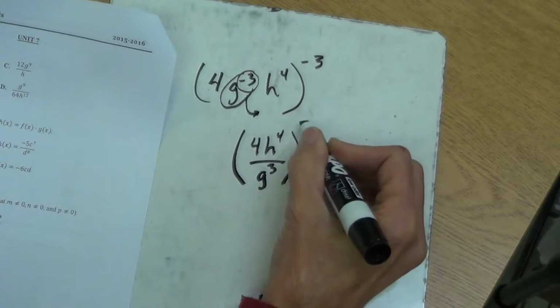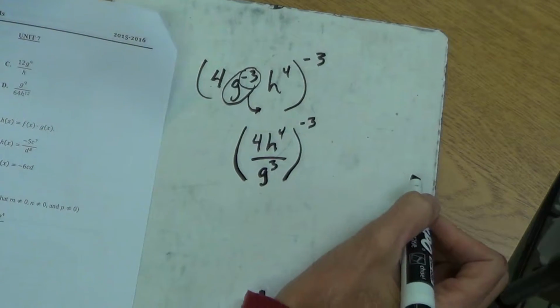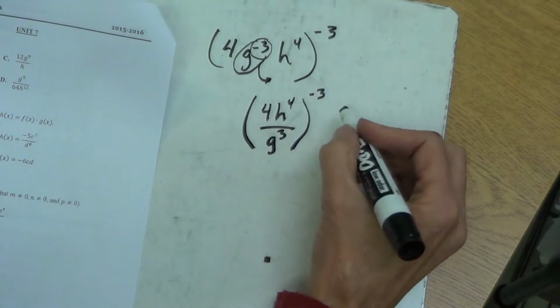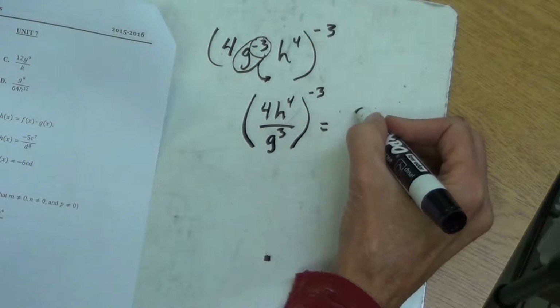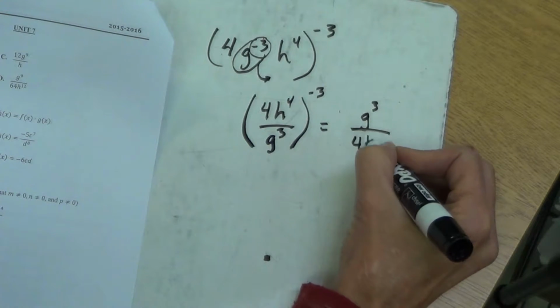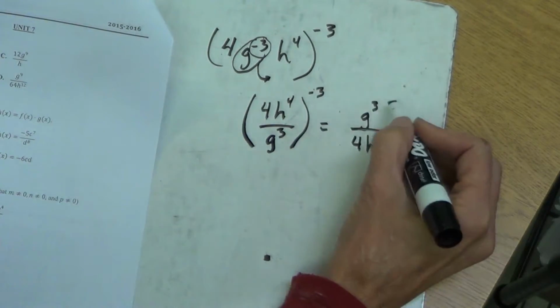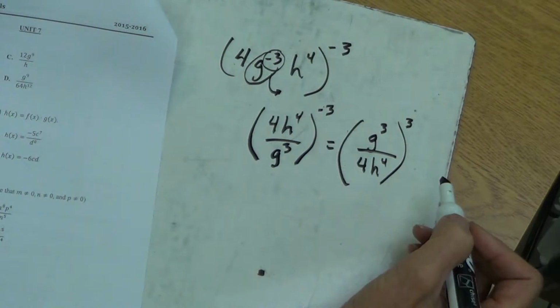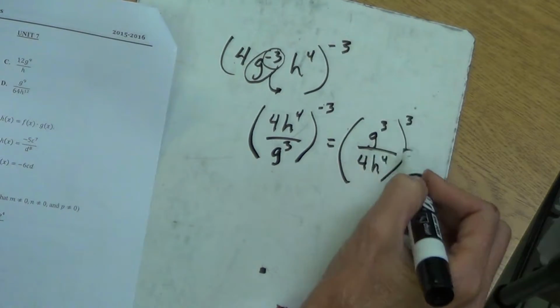Now you notice that it's raised to a negative. So again, we need to flip to make that positive. So we would go g to the third over 4h to the fourth, because that negative was affecting all of them. Now we'll raise it to the cube. When you raise it, you'll bring it in and multiply it.